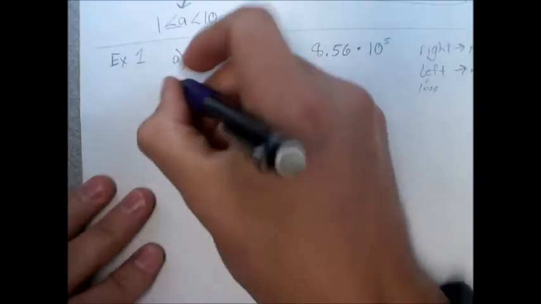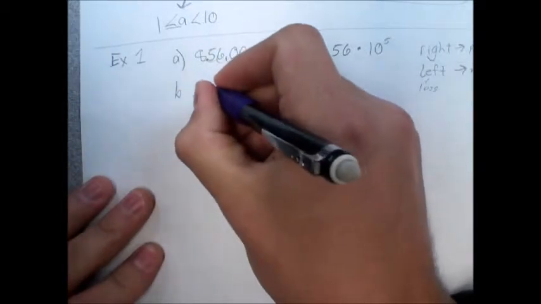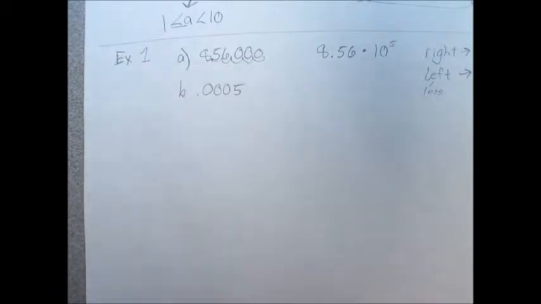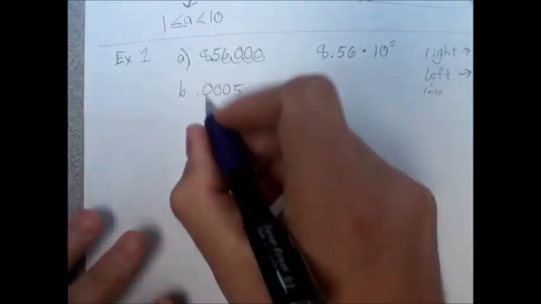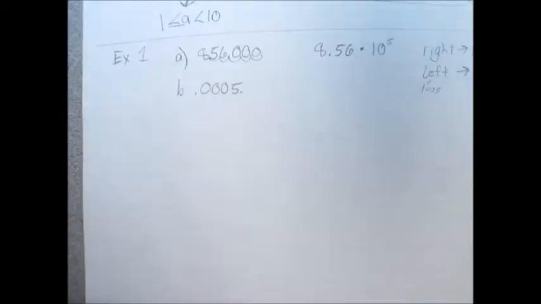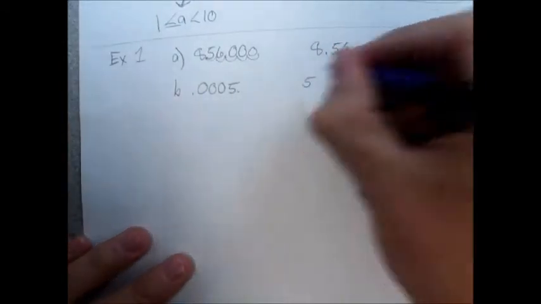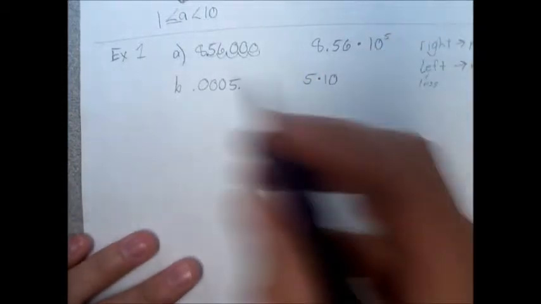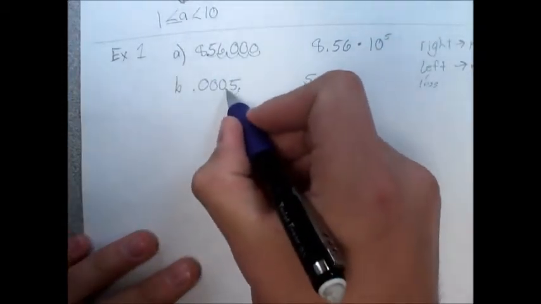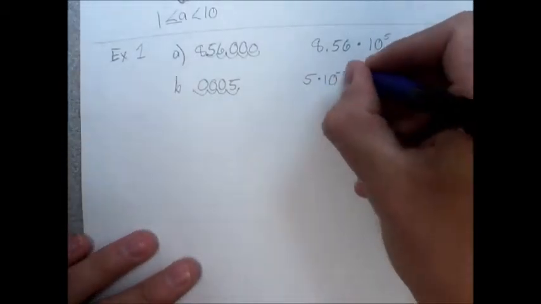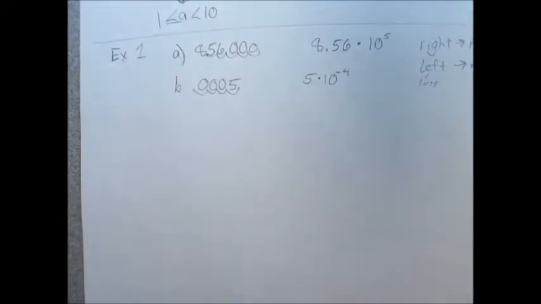So on B, we have 0.0005. Again, I want to move my decimal until there's only one non-zero digit to the left of it. So it's going to be 5, just 5. You don't have to put 5.0, times base 10. And then I ask myself, how do I get back to my original? I go 1, 2, 3, 4 spaces to the left. So left is less, so I'm going to put a negative symbol there. And there we go.